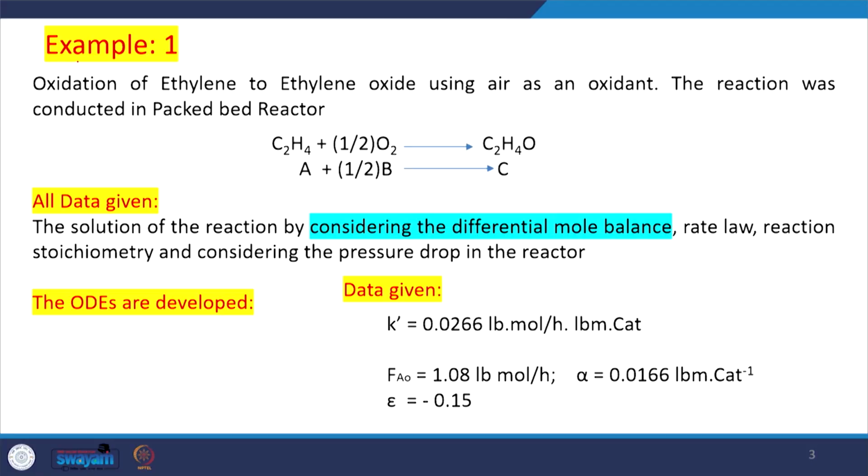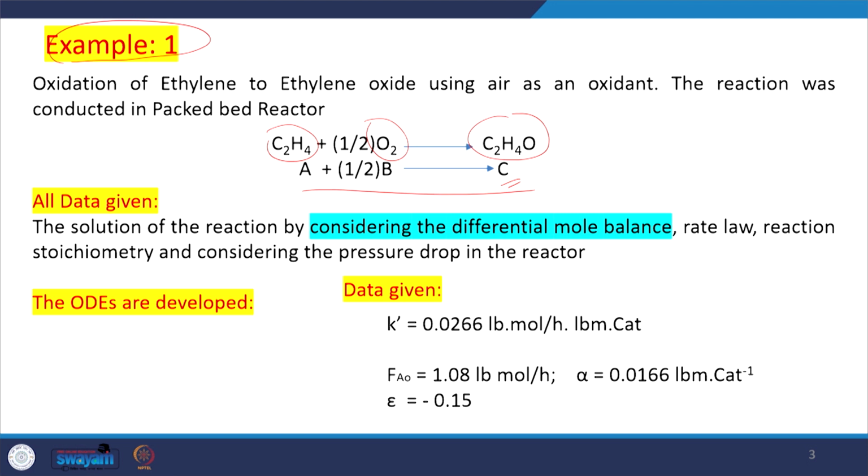Here we have taken one example: the oxidation reaction of ethylene to ethylene oxide. Ethylene is a reactant, oxygen is a reactant, and the product is ethylene oxide. So A and B are the reactants, giving C as the product. Here there is a volume change.